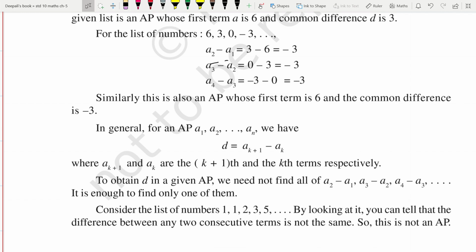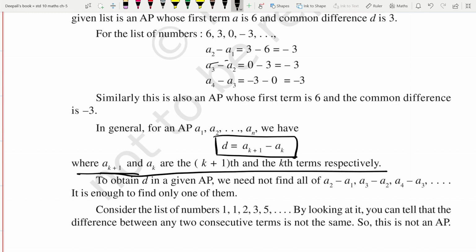In general, for any AP A1, A2, till AN, we have D is equal to A(k+1) minus Ak, where A(k+1) and Ak are the (k+1)th and the kth term respectively. To obtain D in a given AP, we need not find all of A2 minus A1, A3 minus A2, A4 minus A3 and so on. It is enough to find only one of them.